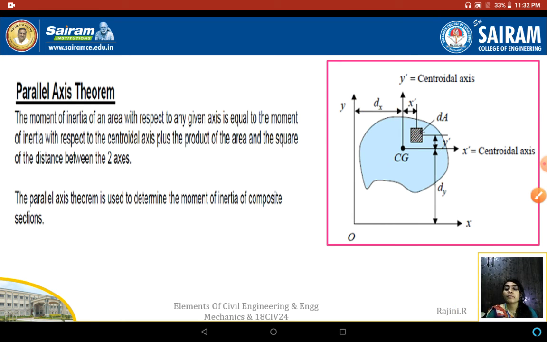So I'll tell the definition or statement for this. The moment of inertia of an area with respect to a given axis is equal to the moment of inertia with respect to the centroidal axis plus the product of the area and the square of the distance between the two axes. Actually, this one we are going to prove in the next slide. The parallel axis theorem is used to determine the moment of inertia for composite sections. So to solve moment of inertia problems, we just use the parallel axis theorem's formula. That is the purpose of the parallel axis theorem.